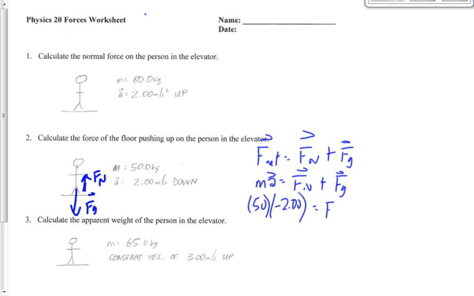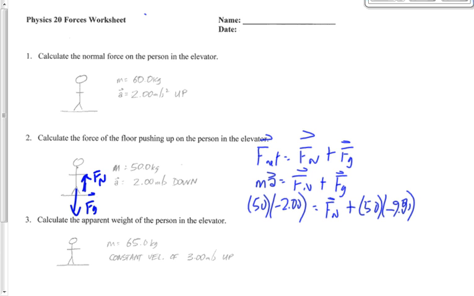Fn is what we're looking for. Fg is 50 times 9.81. Correct? Not quite. 50 times what? Negative 9.81, because the force of gravity is acting down. Just like acceleration was downward, we made it negative. Gravity is downward as well, so we make it negative.